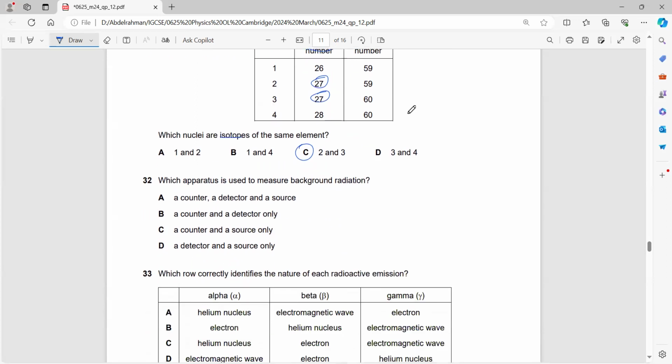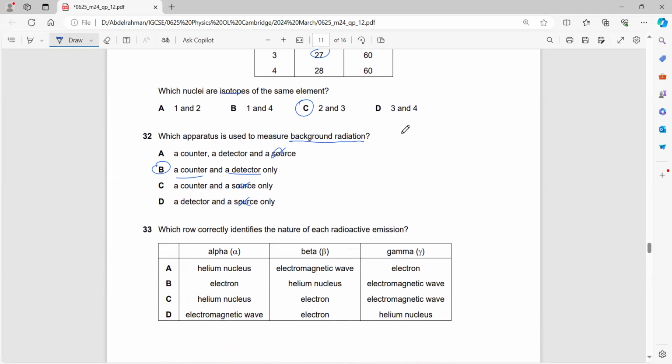Which apparatus is used to measure the background radiation? To measure the background radiation, we need a counter and a detector only. We do not need the source. Which row correctly identifies the nature of each radioactive emission? Alpha is a helium nucleus. Beta is an electron, and definitely the gamma is an electromagnetic wave.